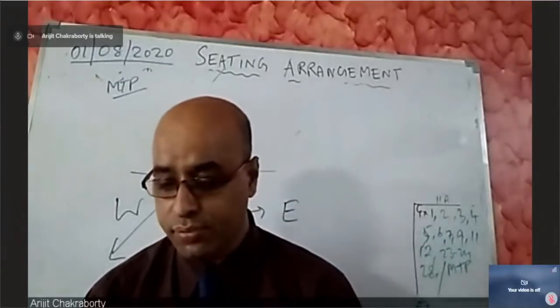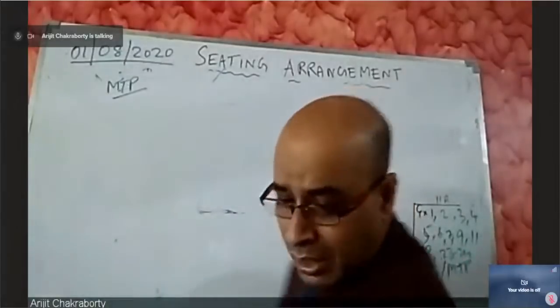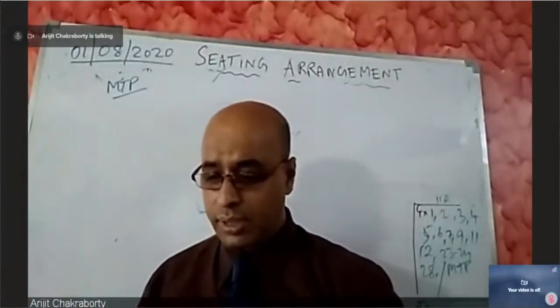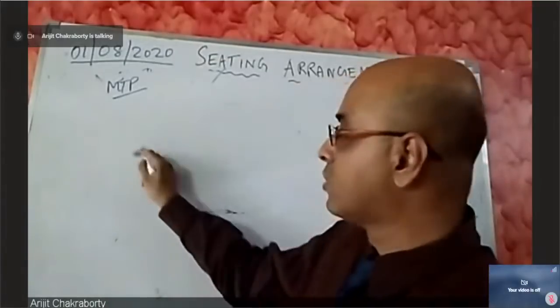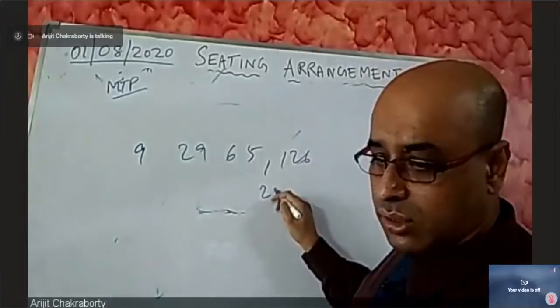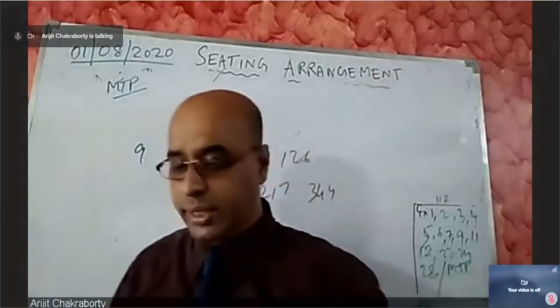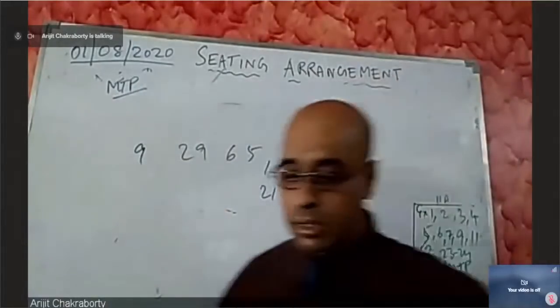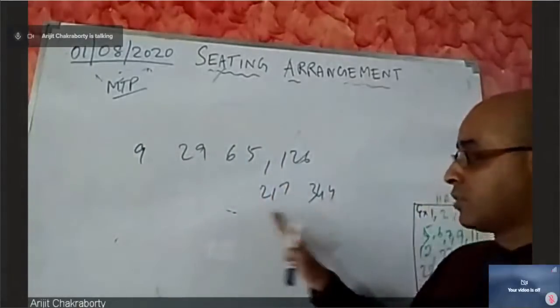Arihant has a question, of course, on series. The question was the series 9, 29, 65, 126, 217 and 344. Fine. Now you have achieved 29 as the odd man out because you are saying that it is a prime number and the other numbers are composite numbers.